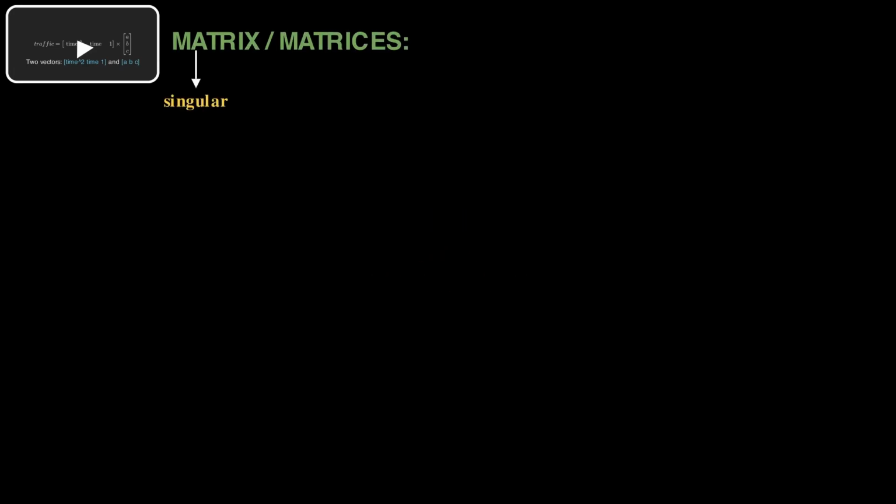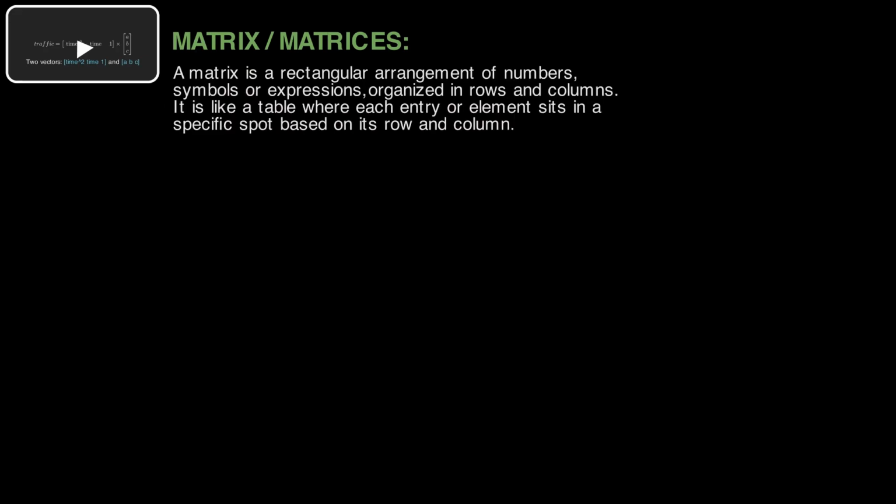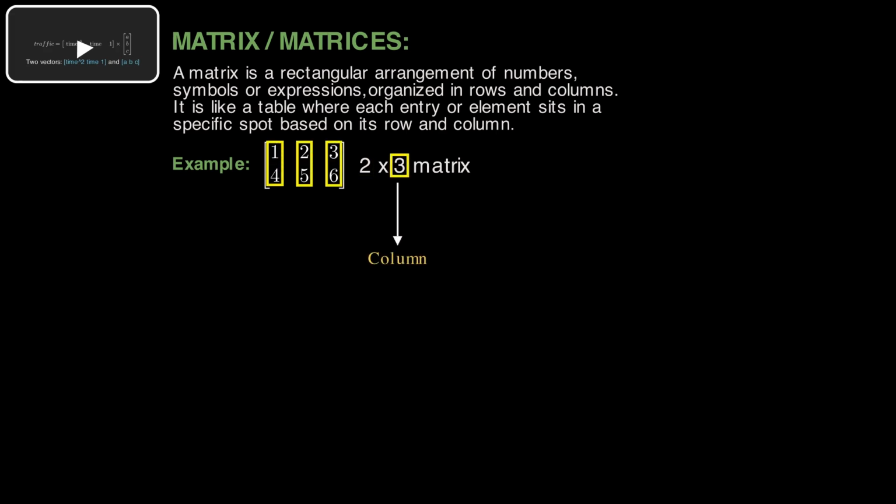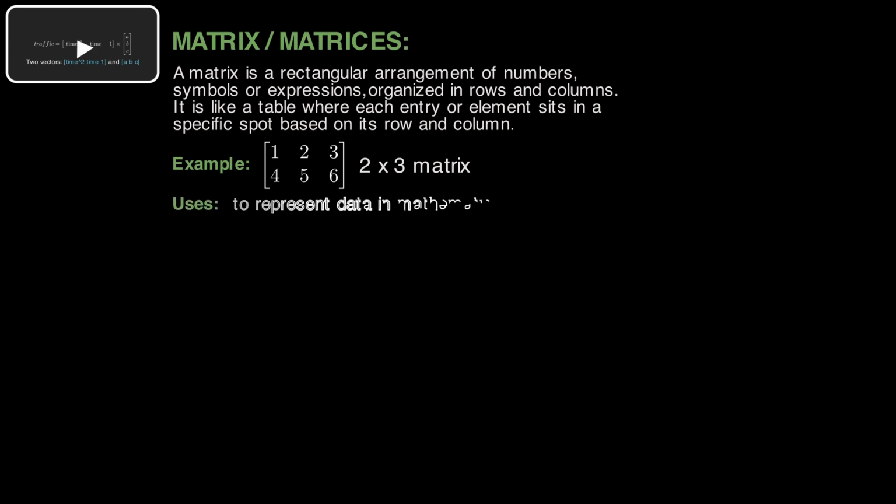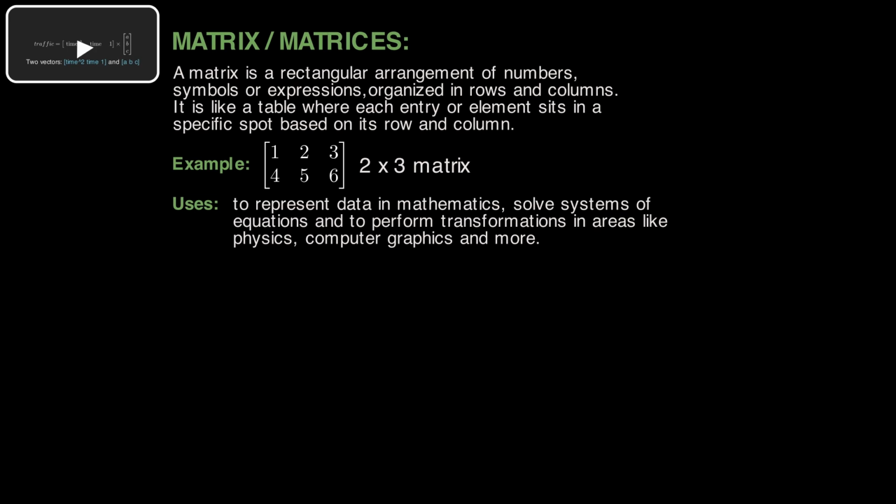Matrix is a singular term, while matrices is plural. A matrix is a rectangular arrangement of numbers, symbols, or expressions, organized in rows and columns. It is like a table where each entry or element sits in a specific spot based on its row and column. For example, a 2x3 matrix, where 2 indicates the number of rows, 3 indicates the number of columns, and 2x3 represents the order of the matrix. Matrices are used in mathematics to represent data, solve systems of equations, and to perform transformations in areas like physics, computer graphics, and more.